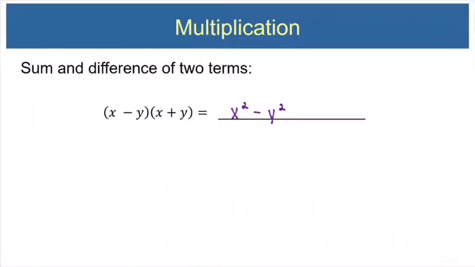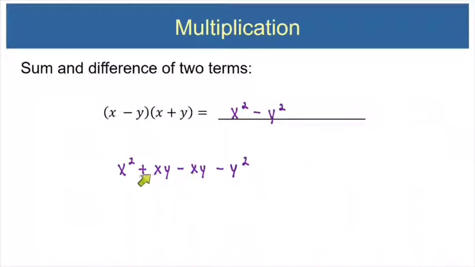If we do FOIL one step at a time, first times first is x squared. Outer times outer would be plus xy. Inner times inner would be minus xy. And last times last would be minus y squared. And notice that the two middle terms are exactly the same, but they are different signs. So every time you do a sum and a difference of the same two terms, that's going to happen.